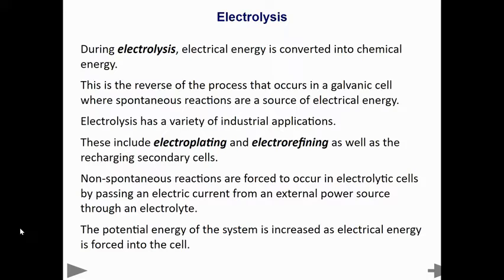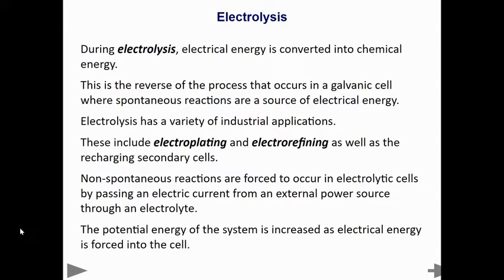So remember, we went over those electrochemical cells, and the ones that happen spontaneously are called galvanic cells. And the ones that don't happen spontaneously are called electrolytic cells. So this is called electrolysis. Electrolysis has a variety of industrial applications. And one of them, which we're going to go over today, is called electroplating. There's also electrorefining, which separates metals into different parts, and recharging secondary cells.